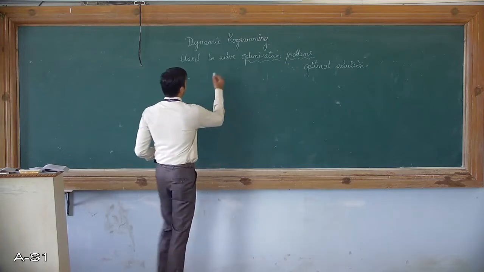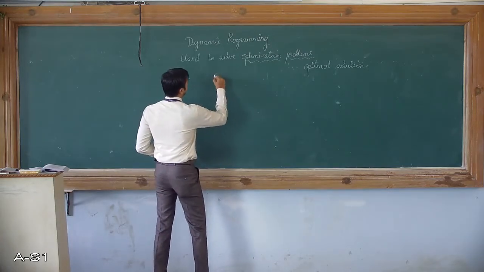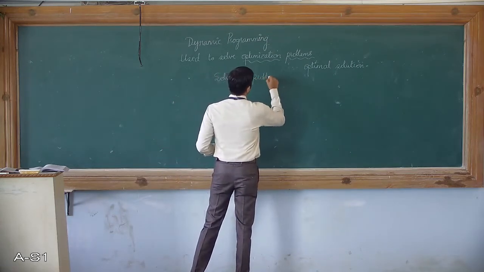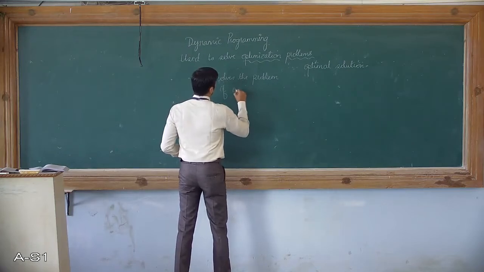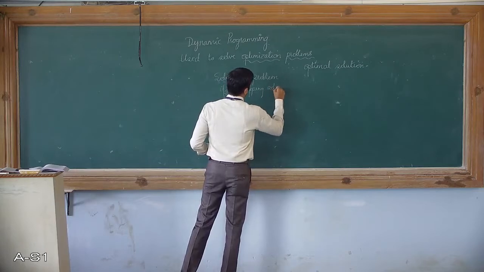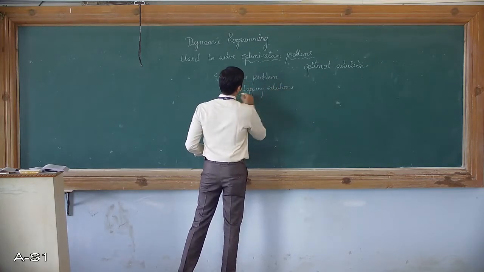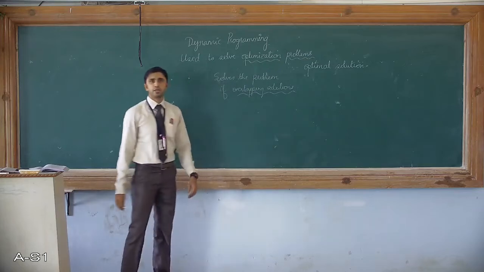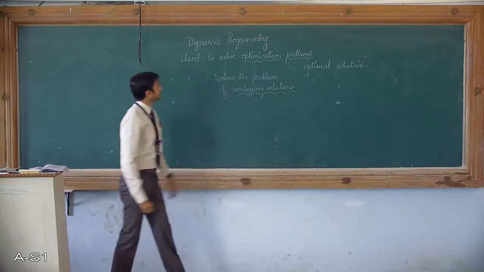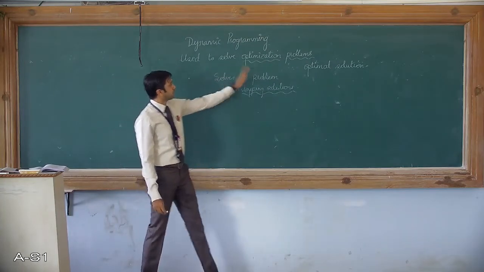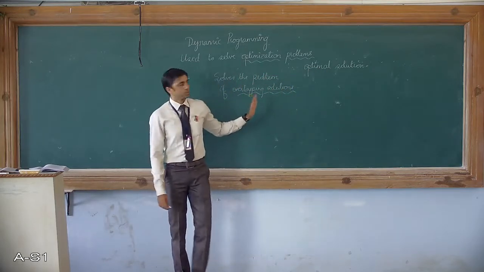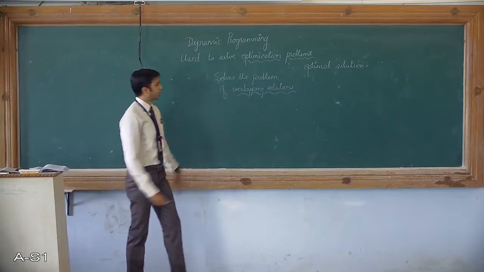This programming technique, this algorithmic technique, also solves the problem of overlapping solutions. So what are these overlapping solutions? We'll be discussing this with the help of an example. So using dynamic programming, we can solve a problem and obtain an optimal solution to it. So this is what is meant by dynamic programming.